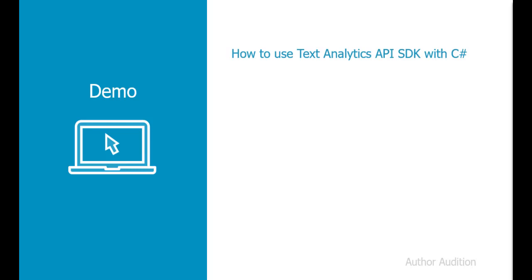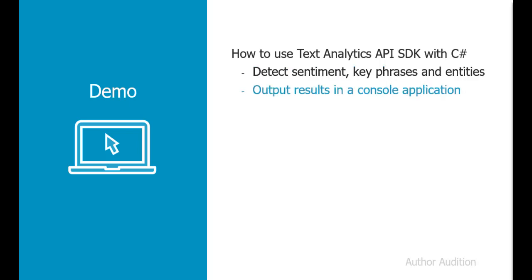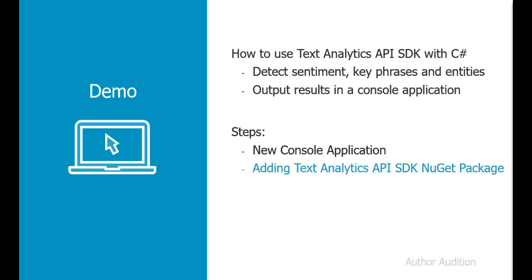In this demo, we'll see how we can use the Text Analytics SDK that you can get for free. And we'll use this SDK to write code that will let us extract the sentiment, key phrases, and entities in the text that we supply. It will involve a few steps, so we'll create a new console application, we'll add a reference to the NuGet package, and then we'll call the respective endpoints.